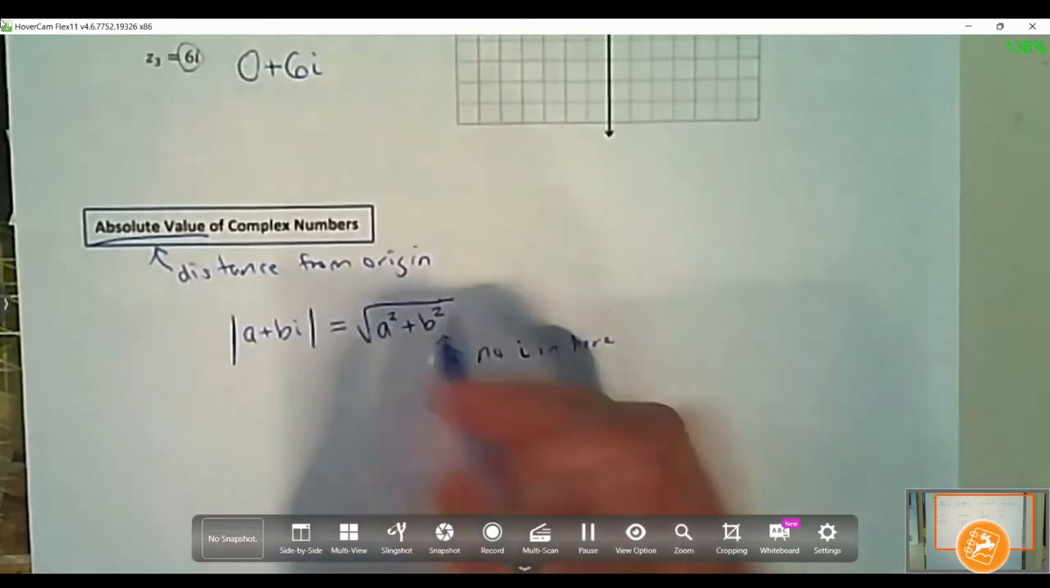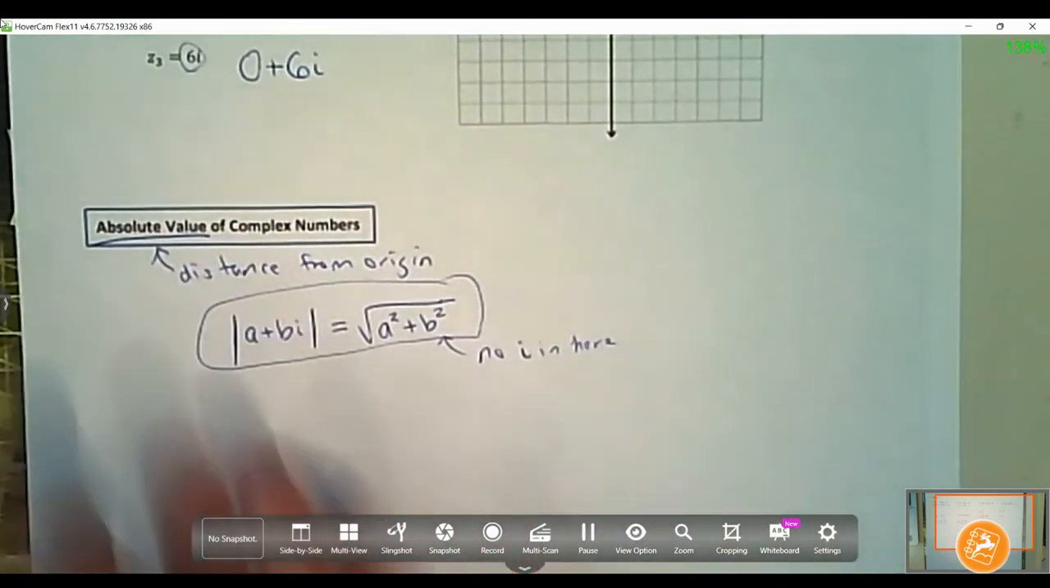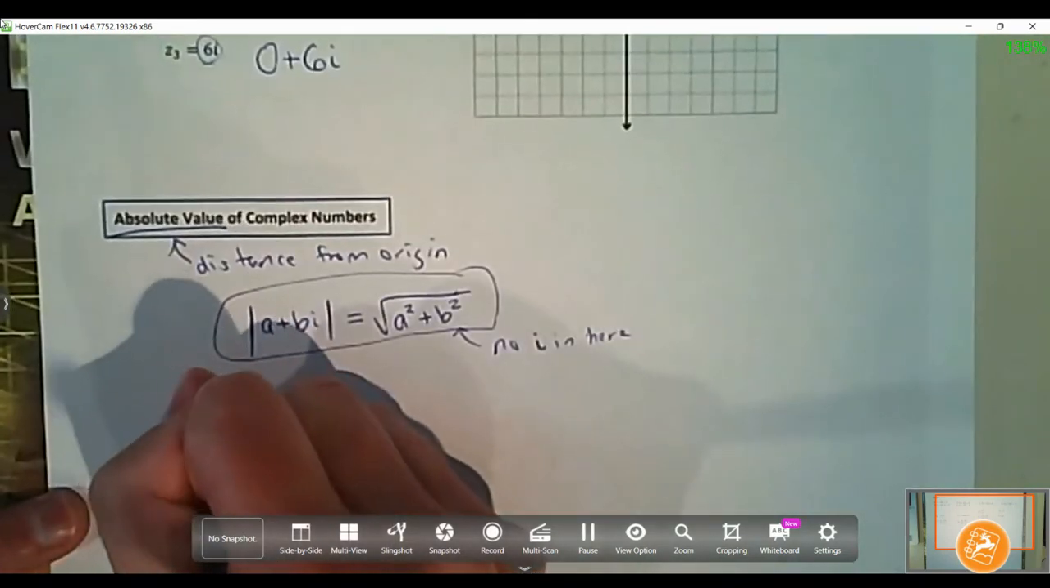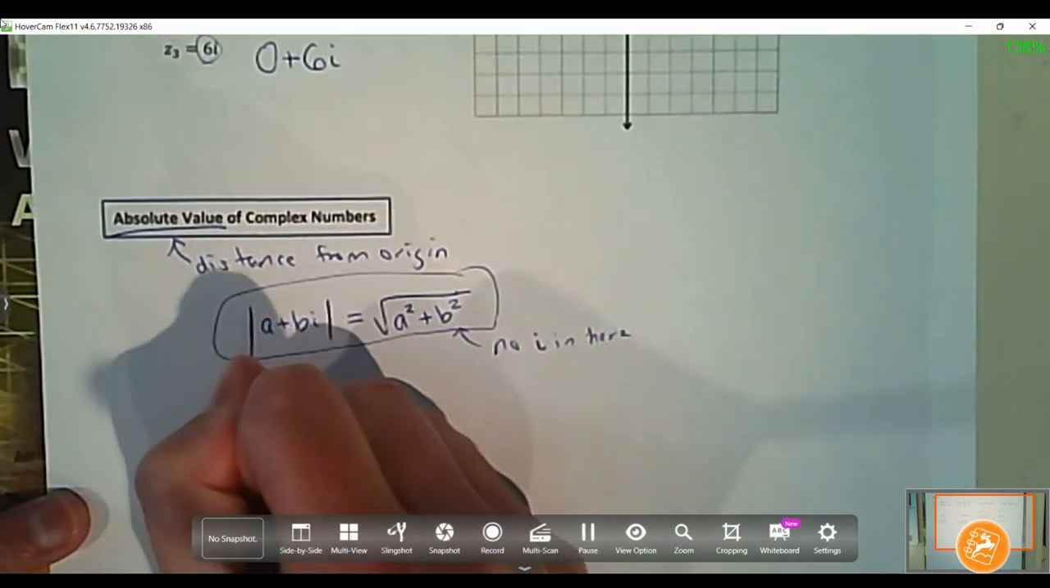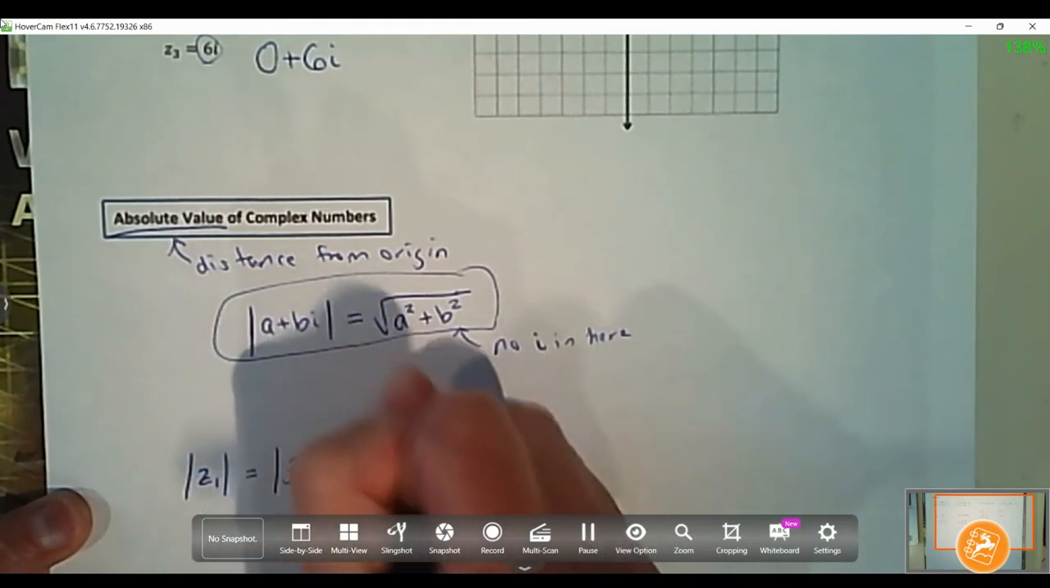But if you would like to memorize it as something new, you can. So let's go ahead and use the examples from above. For our first example, I'm going to do the absolute value of z sub 1. That's the absolute value of 3 plus 2i.